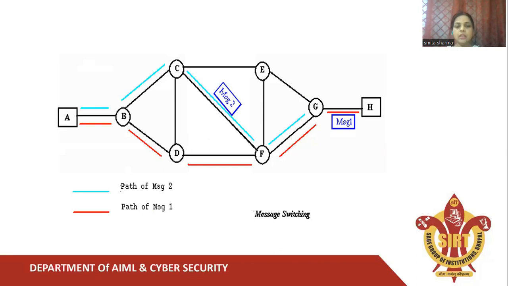Each intermediate node will receive the data and will store the data until it is received in its entirety, and only then will it forward the data to the next node.